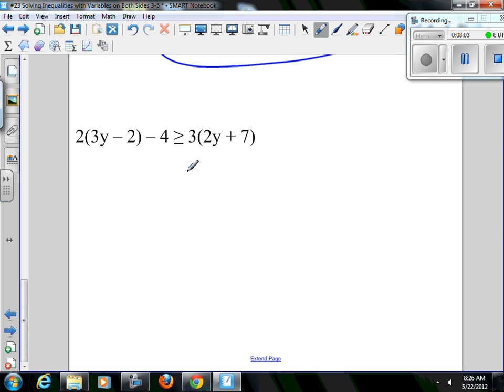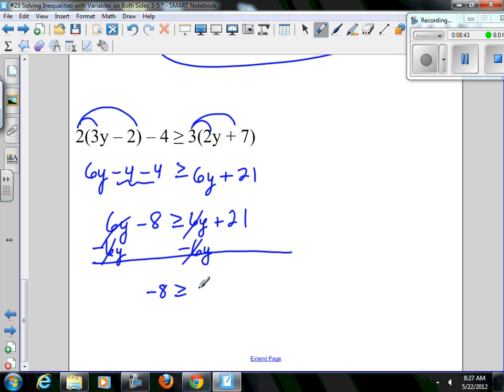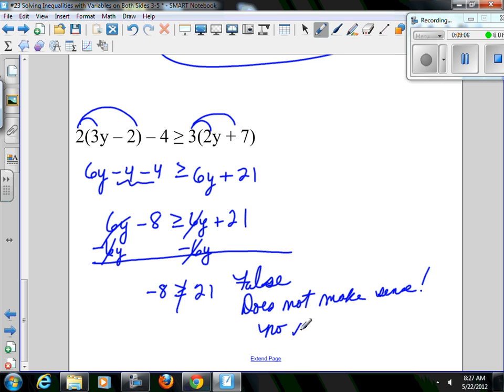Now let's see what happens here. Let's distribute to get rid of the parentheses. So we have 6y minus 4 minus 4 is greater than or equal to, distribute again, 3 times 2y is 6y plus 21. Combine our terms, so we have 6y minus 8, those are the constants that we just combined, is greater than or equal to 6y plus 21. Maybe you can already see what's going to happen. We go to get all the variables on the left. The 6y's cancel on both sides, and we're left with negative 8 is greater than or equal to 21. And that is false. Negative 8 is not greater than or equal to 21. So since it does not make sense, we say there is no solution.